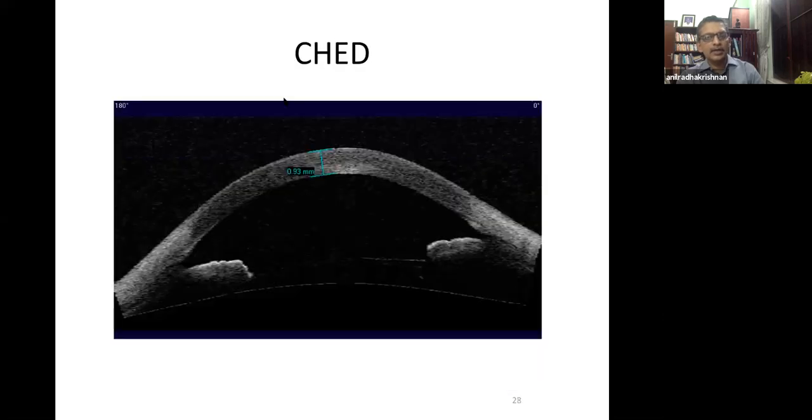CHED, or congenital hereditary endothelial dystrophy. There are two forms. The common form is the autosomal recessive form, in which you see that the corneal thickness is very high in the central part. The corneal thickness is coming to 930 microns, or almost double the normal corneal thickness.